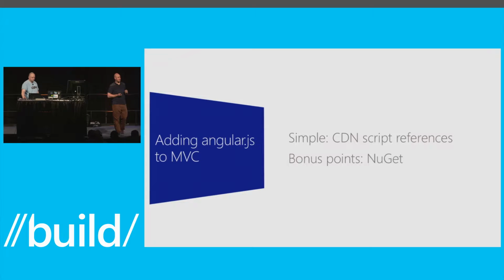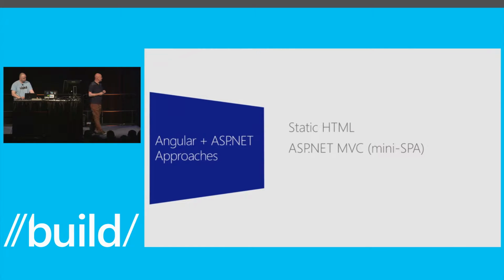But NuGet can be very useful for JavaScript libraries, and the reason is it handles dependencies. So say you're using an Angular library that depends on a certain version of Angular itself, then that will handle those upgrades. That's part of the NuGet packaging system. So we'll look at those different options.